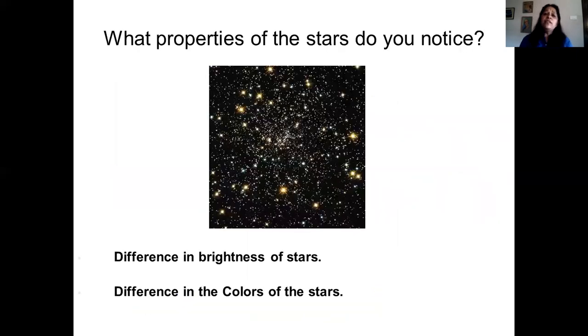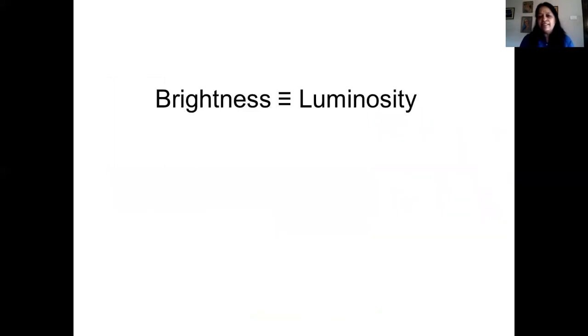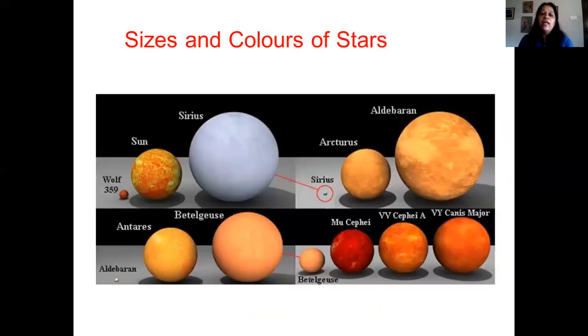Now, when you look up at stars, what are the properties that you notice? The first thing you can say is there's a difference in brightness, and also there's a difference in color. Now, what is brightness? Brightness is basically the luminosity of the star. Stars can also have different kinds of sizes. They could be bigger or smaller than the sun. And there's a whole range of sizes, right?